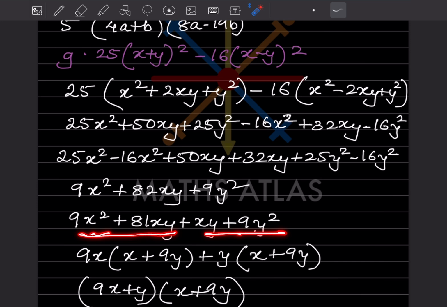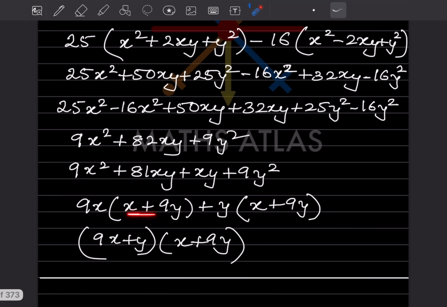From the first group, we can see that 9x is common. So we want 9x square. So this should be 9x square plus 81y plus 81xy. This is going to be same. From this one, that is going to be y. And this will be x plus 9y. So here will be x plus 9y together. And this is going to be 9x plus y.